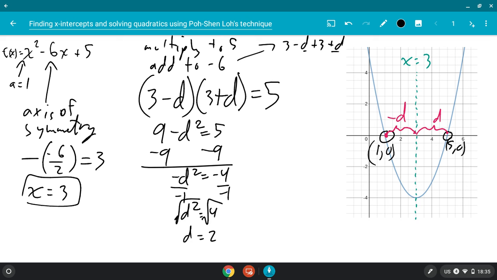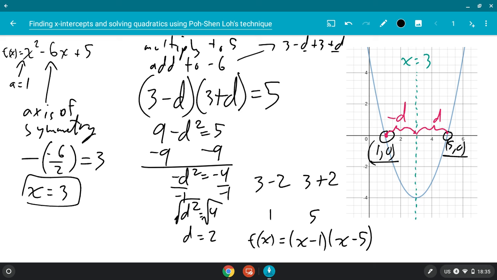And so now to find the two x-intercepts, we just need to plug that back in. So it's going to be 3 minus 2 is the first one, which is 1, and 3 plus 2, which is 5. So we know those two x-intercepts are 1 and 5. And if we wanted to write it in factored form, we know that the x-intercepts are those two things. So we would just write x minus 1 and x minus 5.